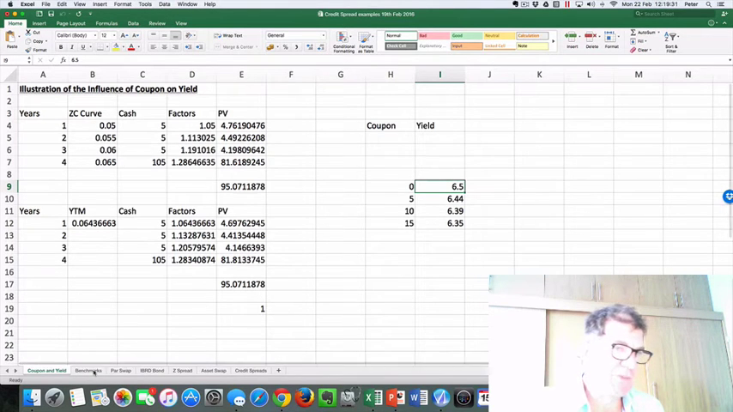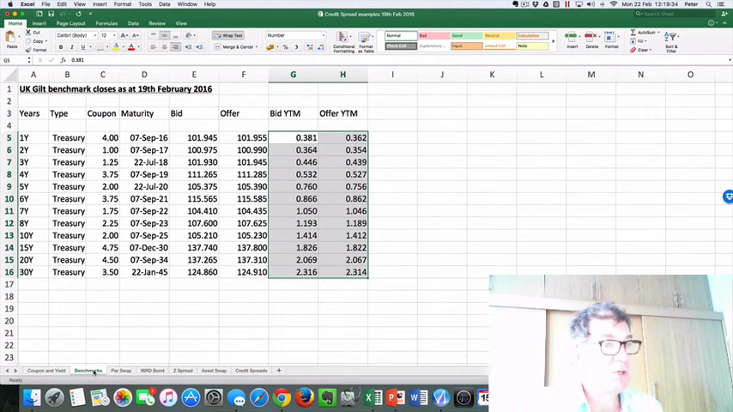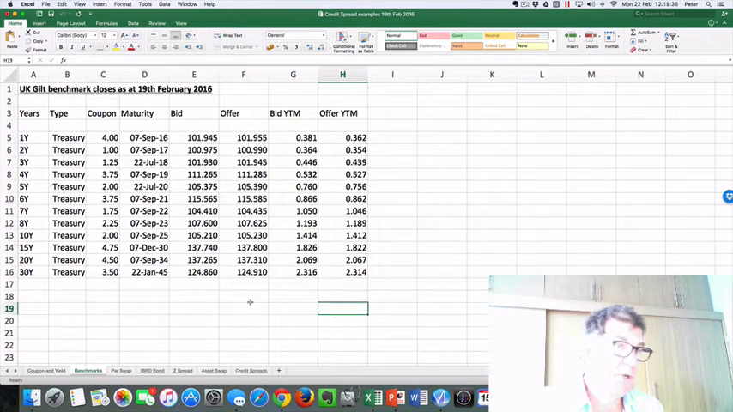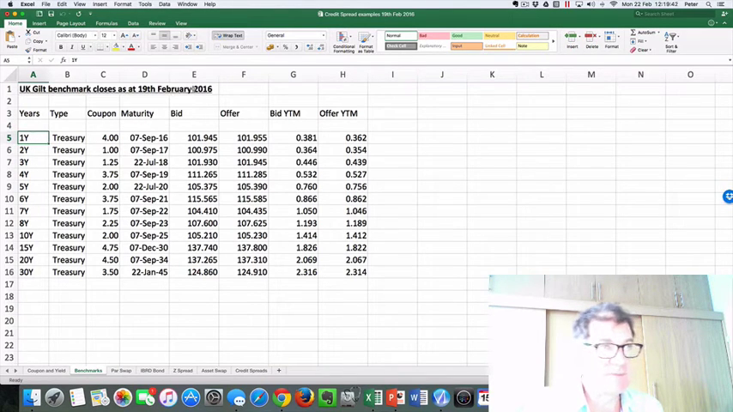I've shown some benchmarks now on the next sheet. These are some UK gilt benchmarks, just what happens to be on a particular date, and this was in February 2016, the benchmarks of UK gilts for various maturities. Notice, if you will, that the UK, unlike the United States and some other countries, does not have an automatic new benchmark rollover as and when a predicted auction happens quarterly, or in some cases semi-annually. In the United States, we do that. In the UK, it's rather ad hoc.